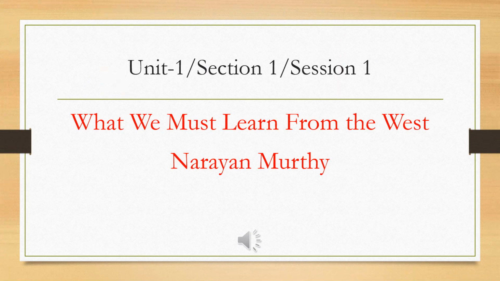The passage that is given at number 5 in the textbook is called What We Must Learn from the West, and it is a famous speech by N.R. Narayan Murthy, who is a well-known celebrity, and recently in 2020 he was named one of the most influential entrepreneurs and figures, not only in India but around the world. So let's have a look at this chapter.